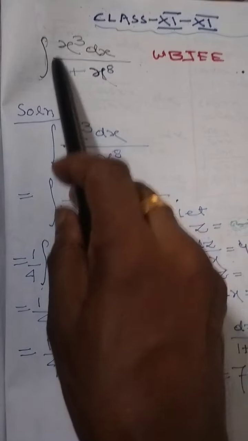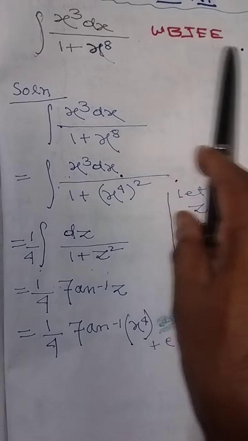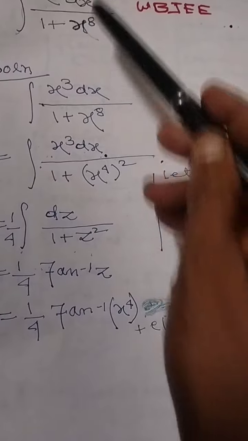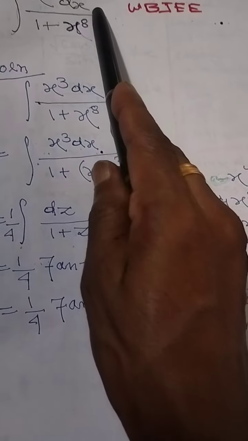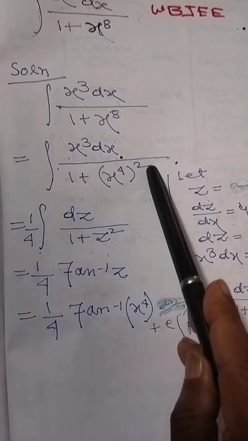Class 11-12 integration of x cube dx divided by 1 plus x to the power 8, WBJE question. Solution: we write this equation here, and x to the power 8 we write in this form, x to the power 4 to the power whole square.